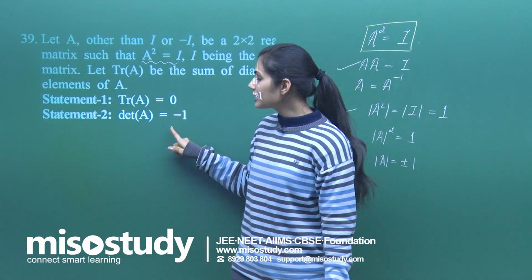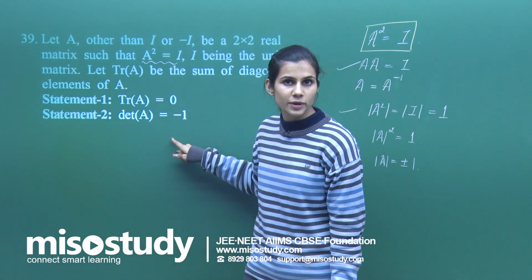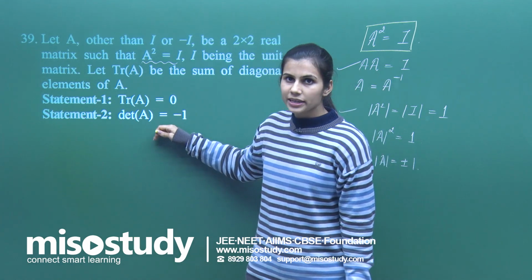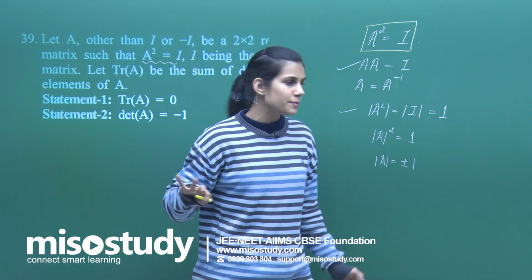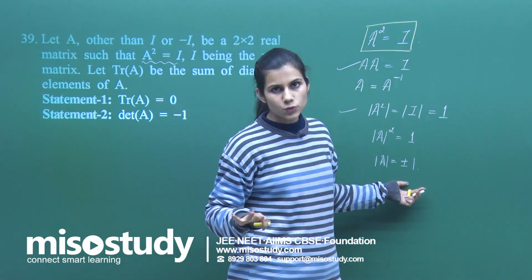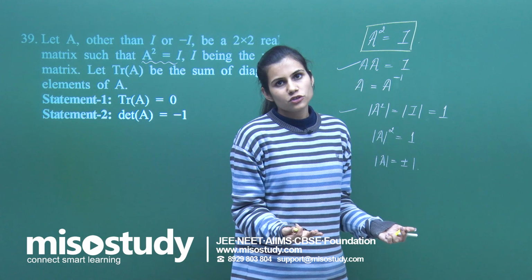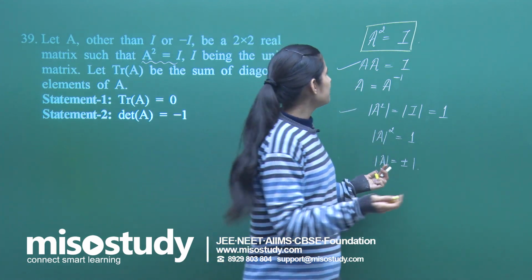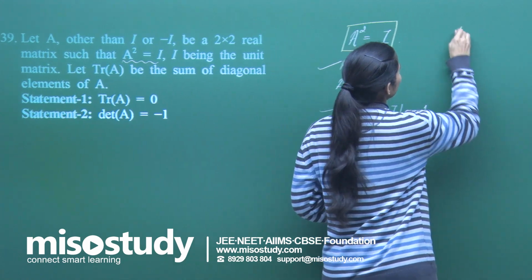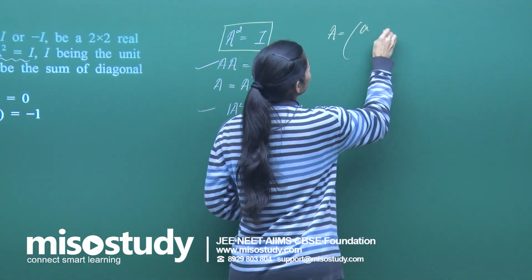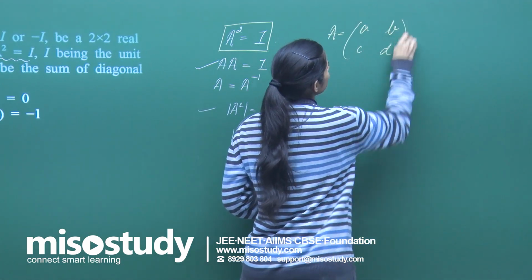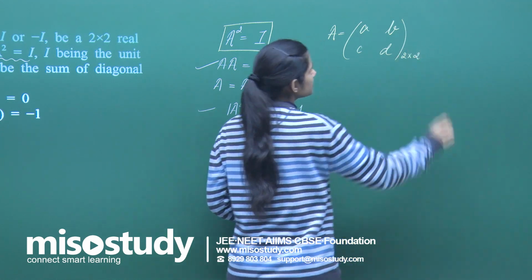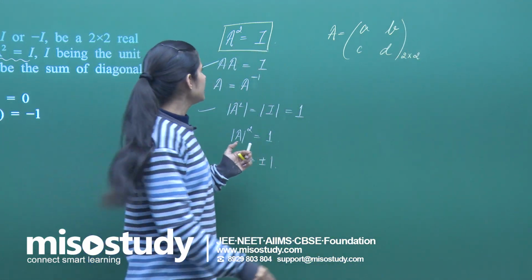Now please look at the second claim, it says that the determinant of A is -1. If statement 2 has to be correct, then somehow I have to rule out the possibility of the determinant of A being equal to +1. And if I get the determinant of A equal to +1, then this statement would turn out to be false. So let's see, we're going to proceed step by step. I will have to assume A to be some 2 cross 2 real matrix. Suppose this is what it is.